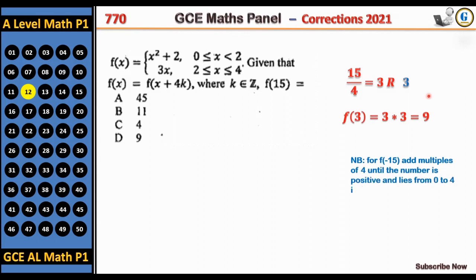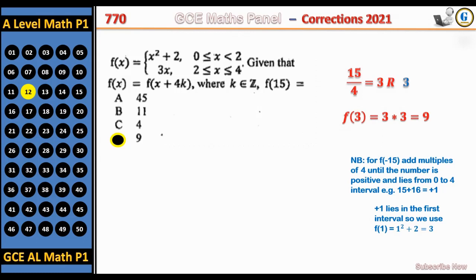Note, if we were looking for f of something like negative 15, we will not use the same procedure. We will have to add multiples of the period of this function, that is 4, until the number becomes positive, like this. Negative 15 plus 16 is plus 1, and we can now look for f of plus 1. And when we look for plus 1, it will give us a value of 3. So be careful with this. Our key here is 9. It's D rather, which is having a value of 9.